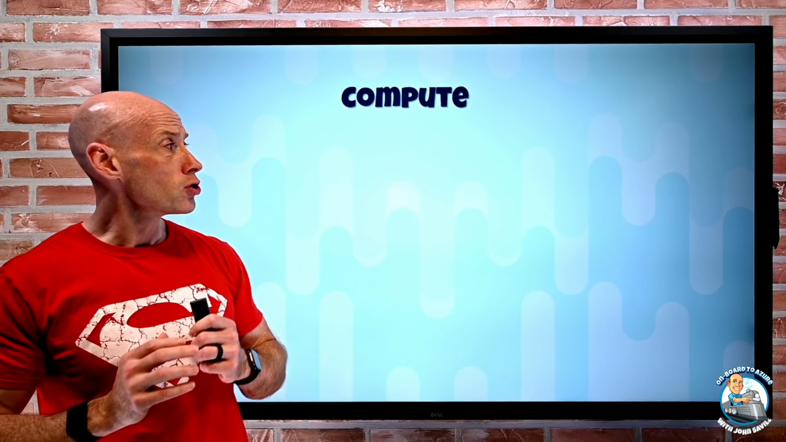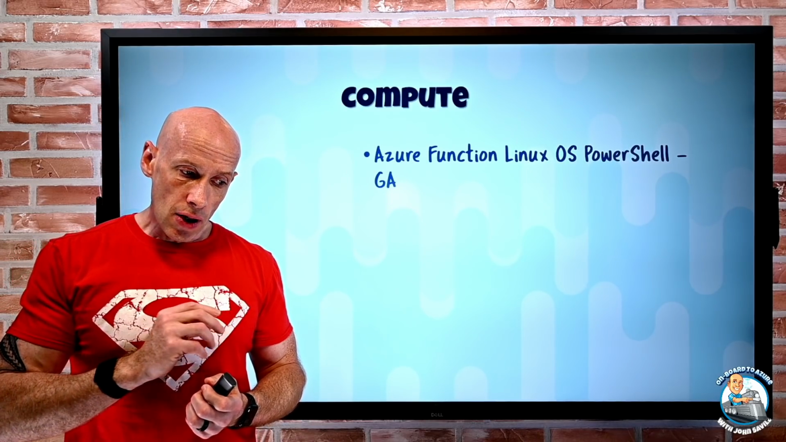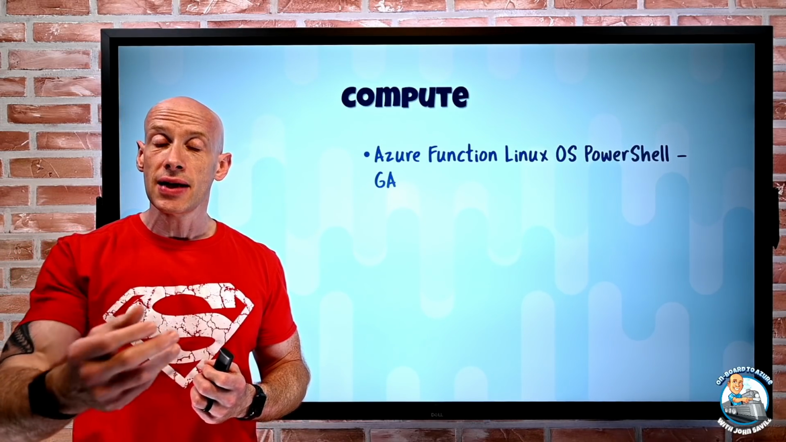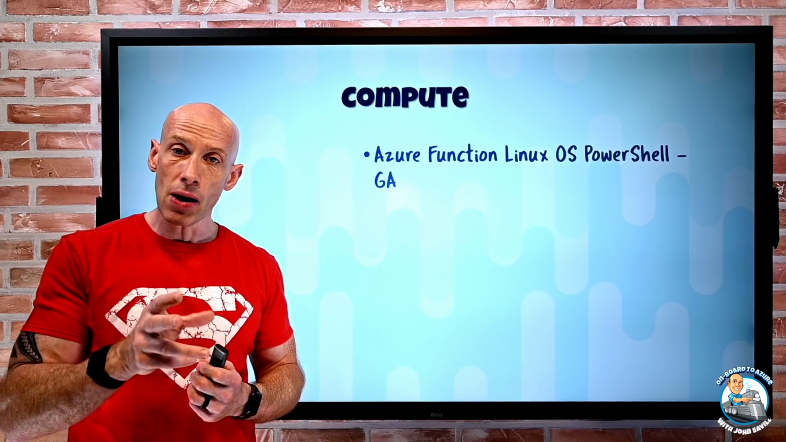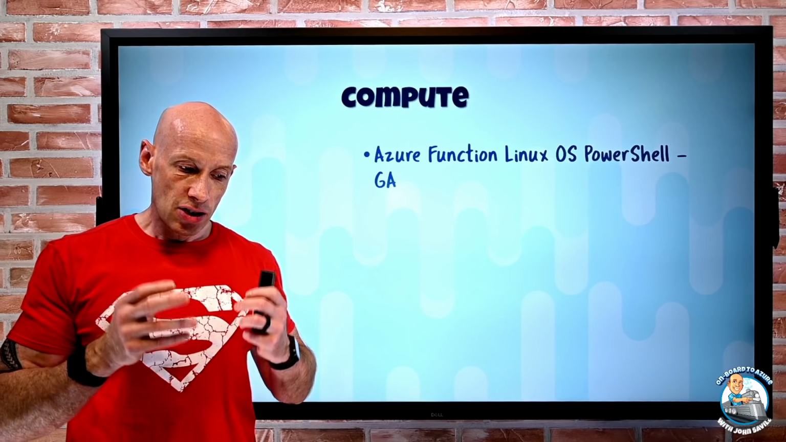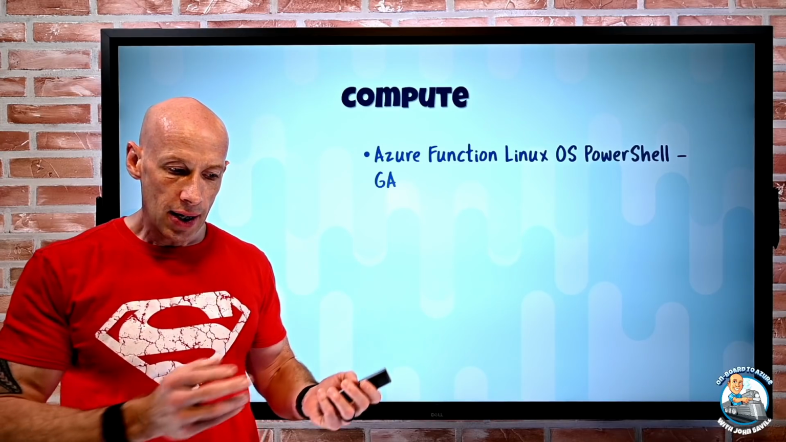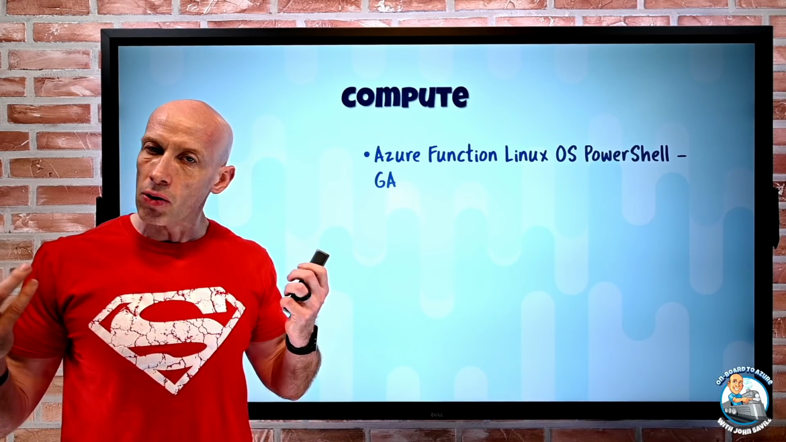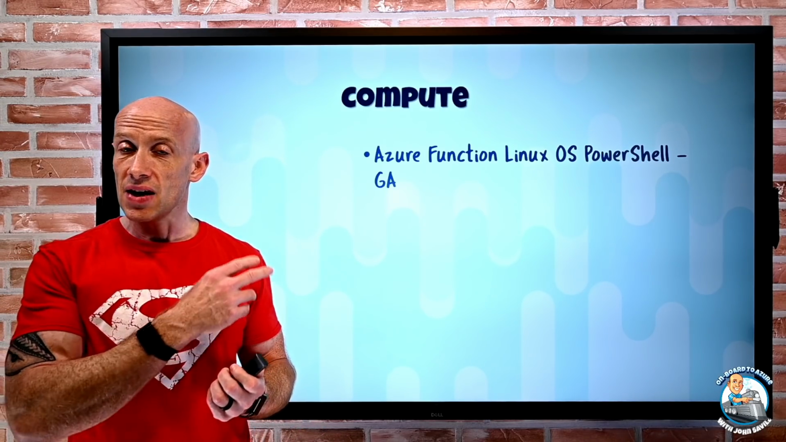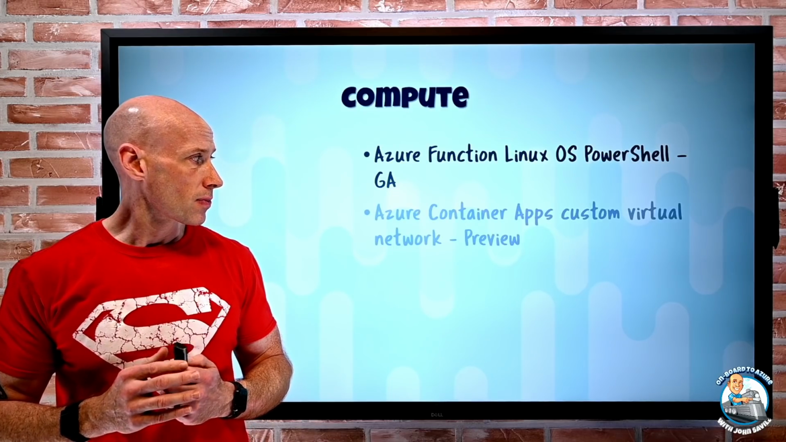So, on to new features. On the compute side, we've now got general availability of the ability to use PowerShell from an Azure function using Linux. This is the new Azure Functions Runtime 4.0. Now I can use those PowerShell-based applications, even in my Linux Azure functions.